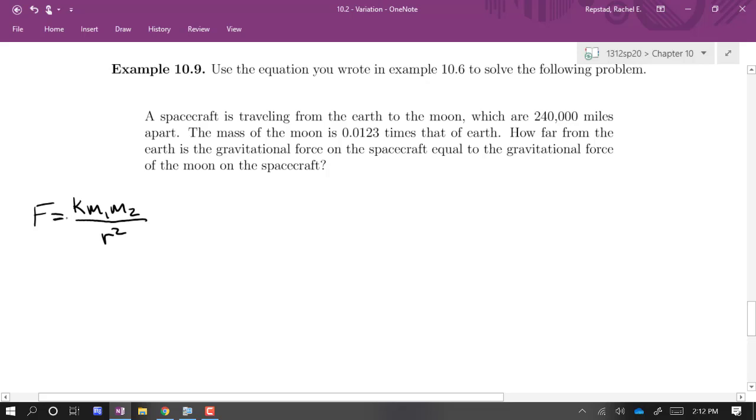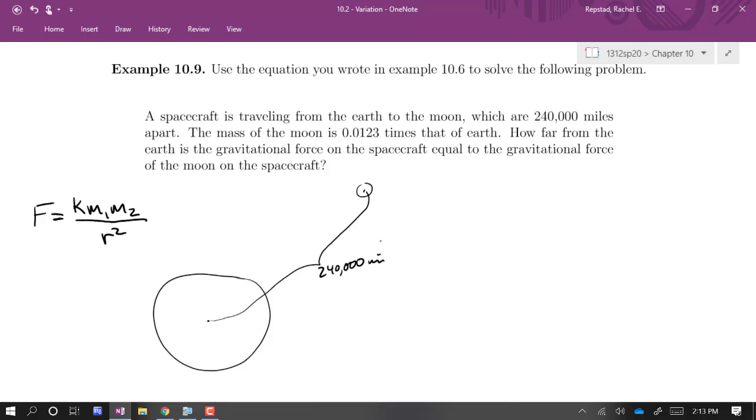Here's our problem. A spacecraft is traveling from the Earth to the Moon, which are 240,000 miles apart. And I'm going to take that distance as being from center to center. So overall, let's say here's the Earth, here's the Moon. That is 240,000 miles. And we have a spacecraft traveling from one spot, from the Earth to the Moon.